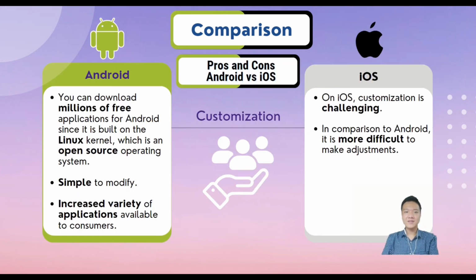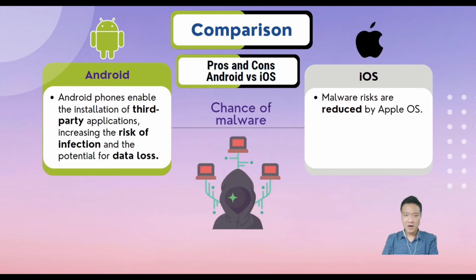Now a comparison on customization. For Android, you can download millions of free applications since it's built on the Linux kernel, which is an open source operating system. Android is also simple to modify, which increases the variety of applications available to consumers. While for iOS, customization is challenging. In comparison, iOS is more difficult to make adjustments to. As for the chance of malware, Android phones enable the installation of third-party applications. Therefore, it increases the risk of infection and the potential for data loss, while for iOS, malware risks are reduced by Apple's OS.